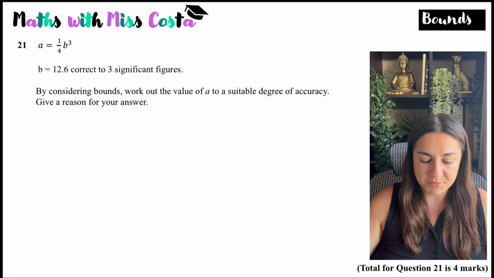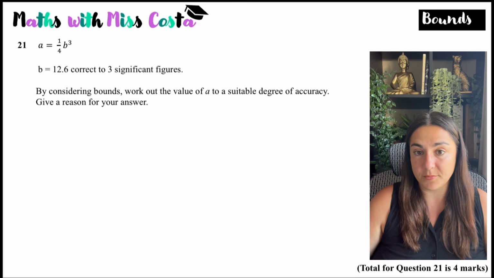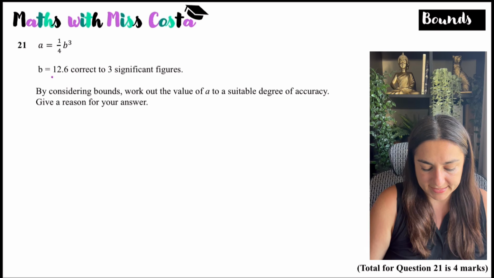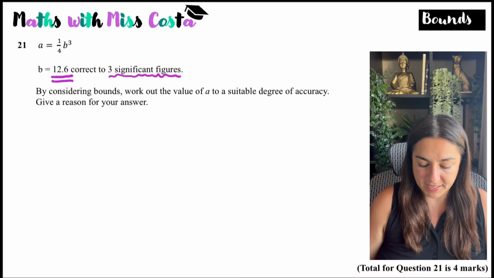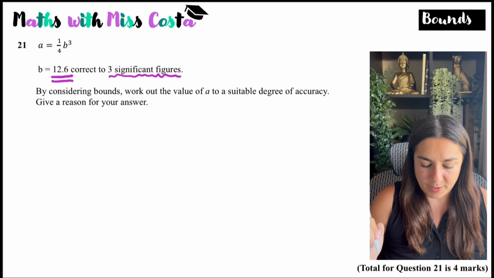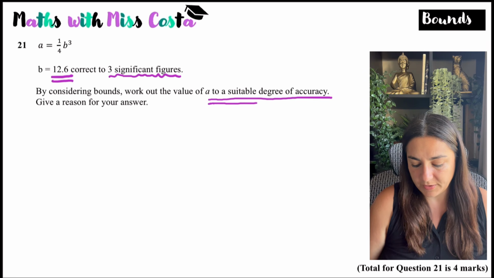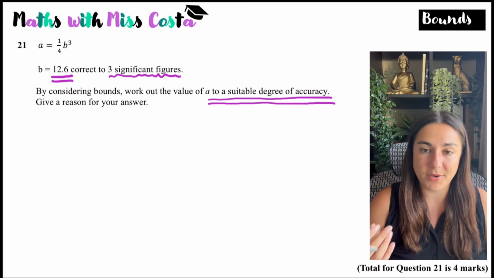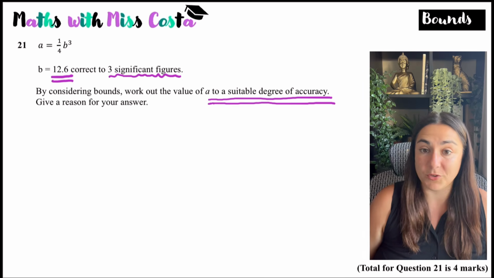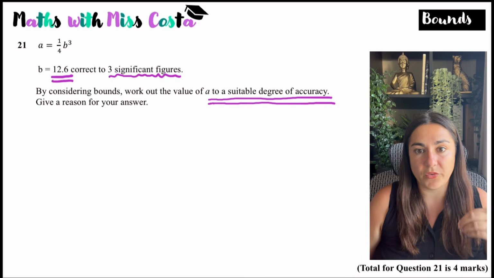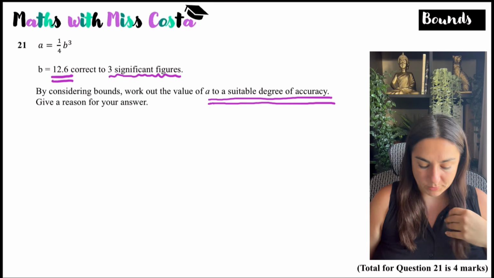So I'm told that A is a quarter of B cubed, and I'm told that B is 12.6 correct to 3 significant figures. So by considering bounds, work out the value of A to a suitable degree of accuracy. So when you get a question like this where it says to a suitable degree of accuracy, what that means is you're going to have to work out what all of the outcomes would be and then see what they would easily round to. So that will make more sense when we do it.